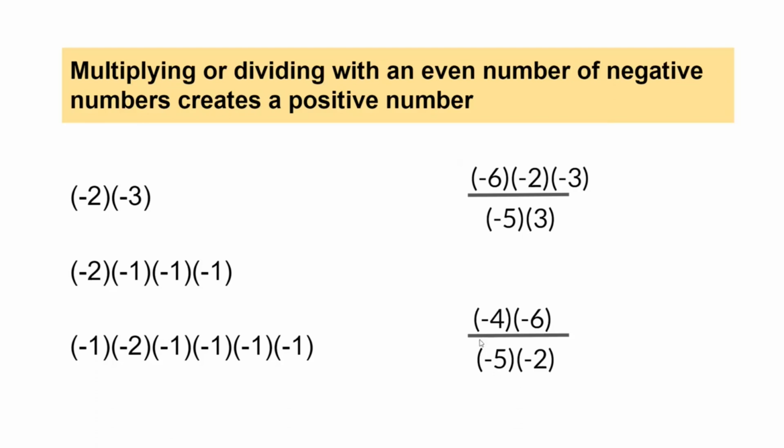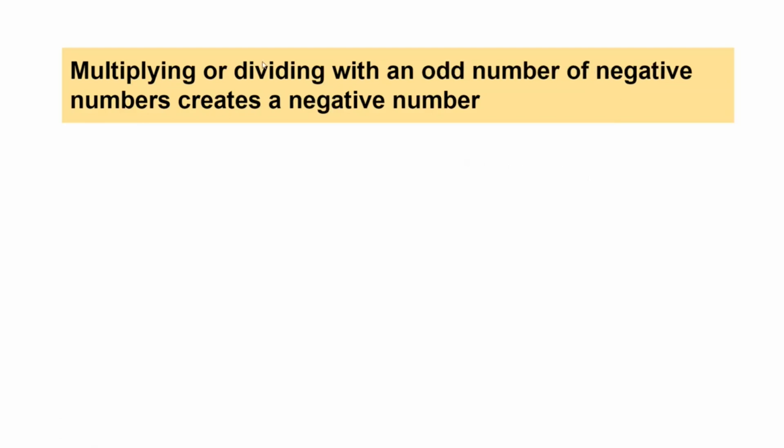Once again, we count the number of negatives. 1, 2, 3, 4. 4 is an even number. The result will be positive. All of those negatives will end up canceling each other out. If there are an odd number of negative numbers, that's going to create a negative number. That's probably not a big surprise.